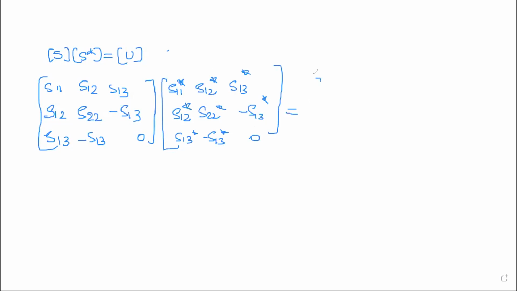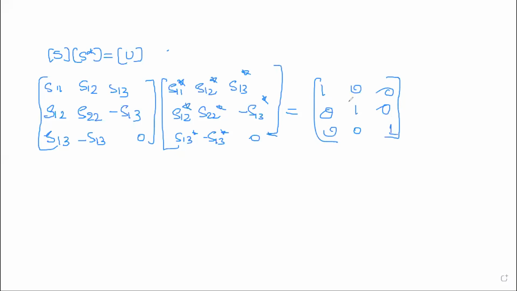What will be the unity matrix for this? Anybody? What will be the unitary matrix for this particular 3-port network? 1 0 0, 0 1 0, 0 0 1. Good. So you'll have the diagonal elements 1.